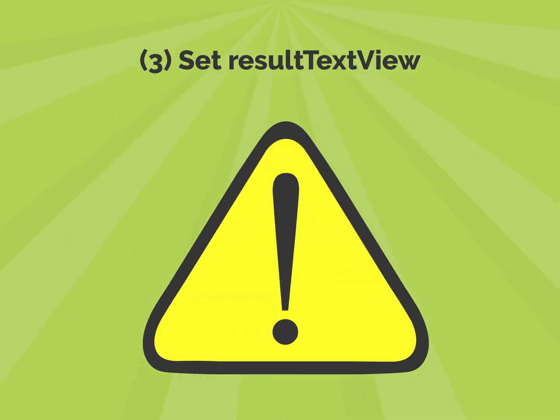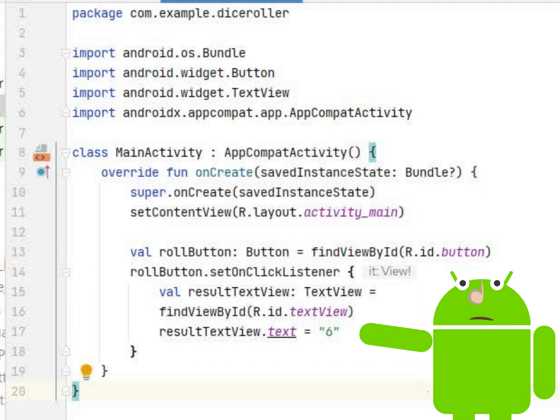3. Set resultTextView. Set the text on resultTextView to "6". Setting this explicitly means that the text view currently always displays 6. You need to add code to roll the dice and display a different value in the next mission.